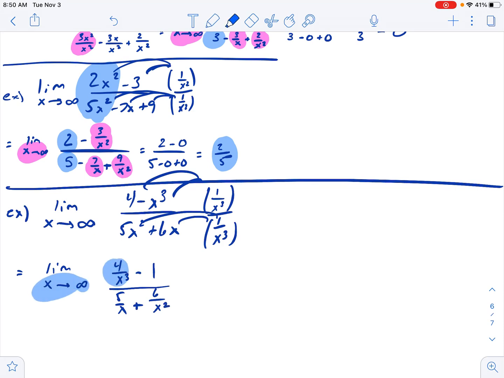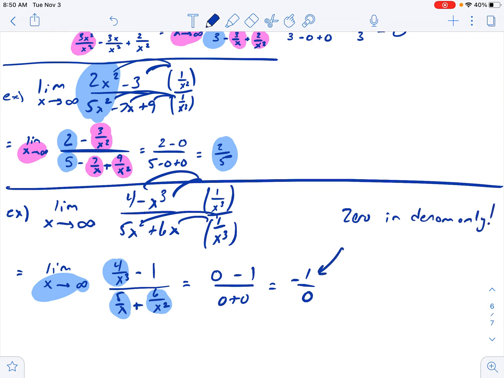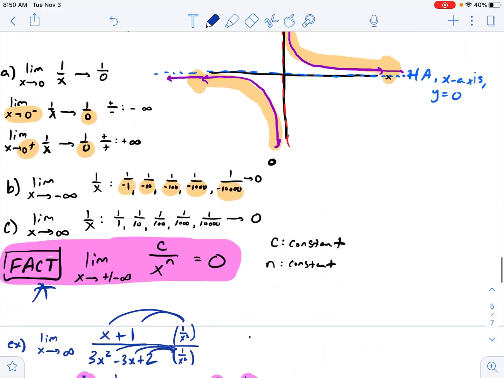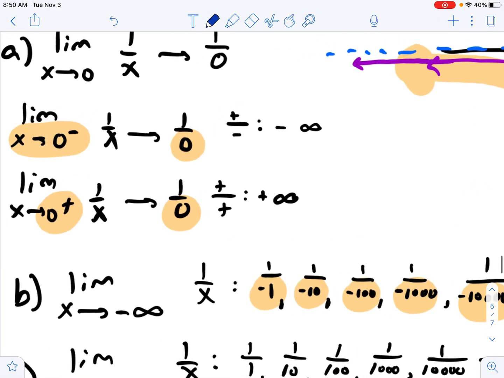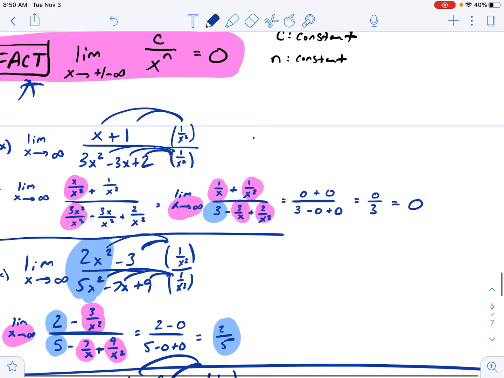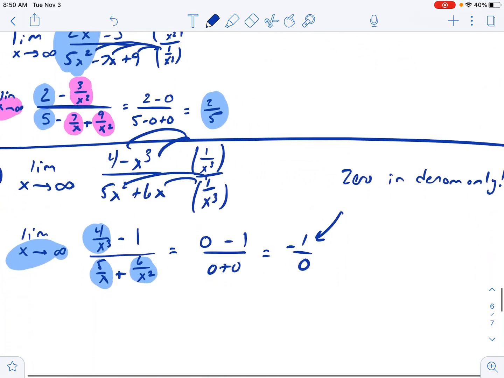And once again, x is going to infinity. All of these little fractions that only have x in the denominator are going to approach what? 0. The negative 1 stays. And look at what we got. We now have 0 in the denominator only. Which, again, to refer back to our starter problem, that's indicative of a vertical asymptote, and we should test from both sides to determine the infinity.